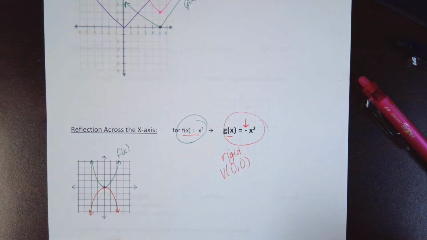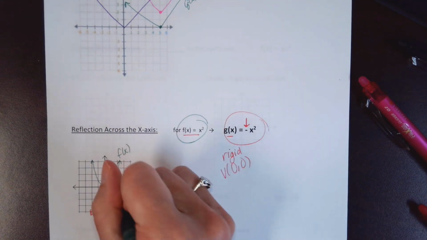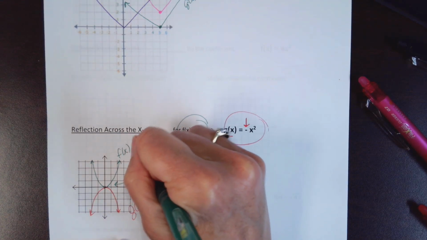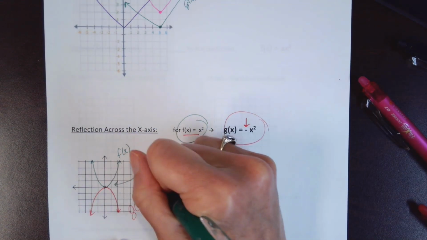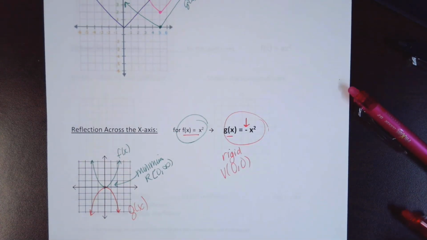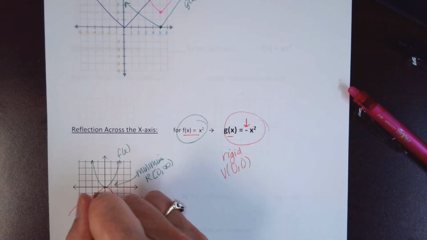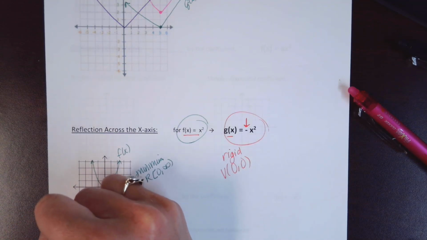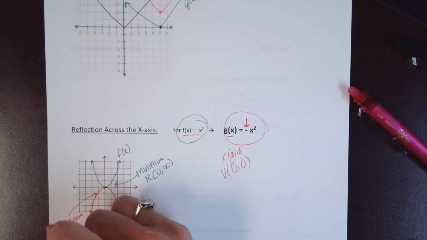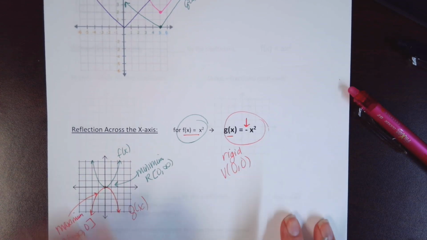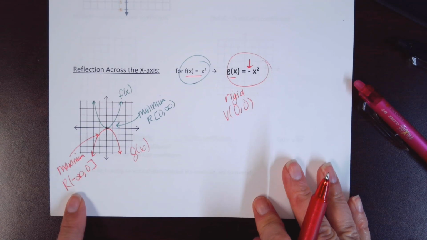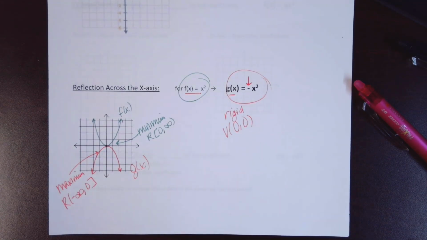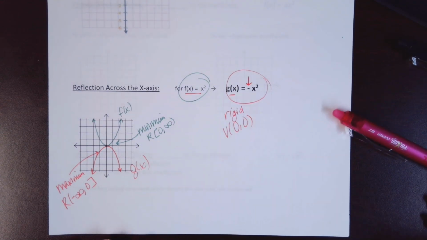For this function, this is g of x. For this function, I have a minimum. My range goes from 0 to positive infinity. For g of x, my transformed function, I have a maximum. That's the highest point now. My range goes from negative infinity up to 0 and stops at 0. I have a maximum value instead of a minimum value. Domain is all real numbers. Once domain or range is all real numbers, it's always all real numbers. So that negative out front is what reflects something across the x-axis.